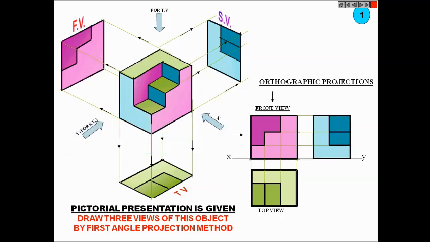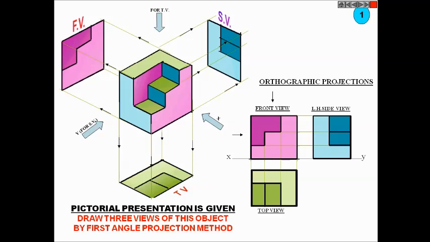So why is the side view on the right side of the front view? As we are drawing the left hand side view of the object. So in the first angle projection method, the left hand side view is always located on the right side of the front view, whereas the right hand side view of the object is always located on the left side of the front view.